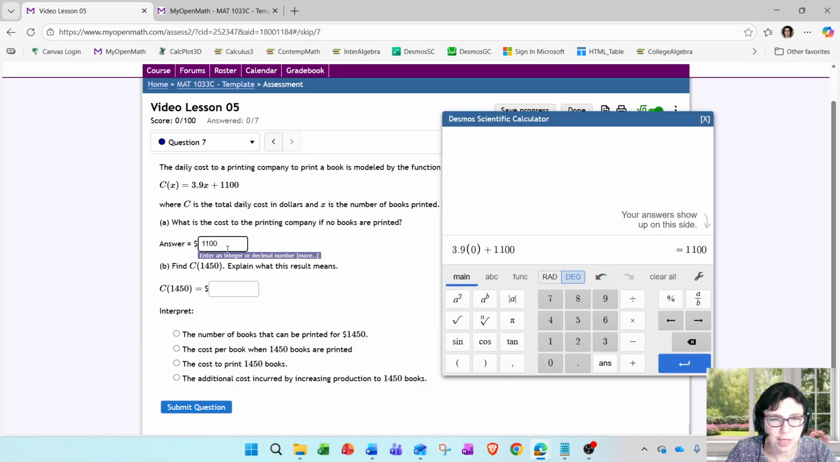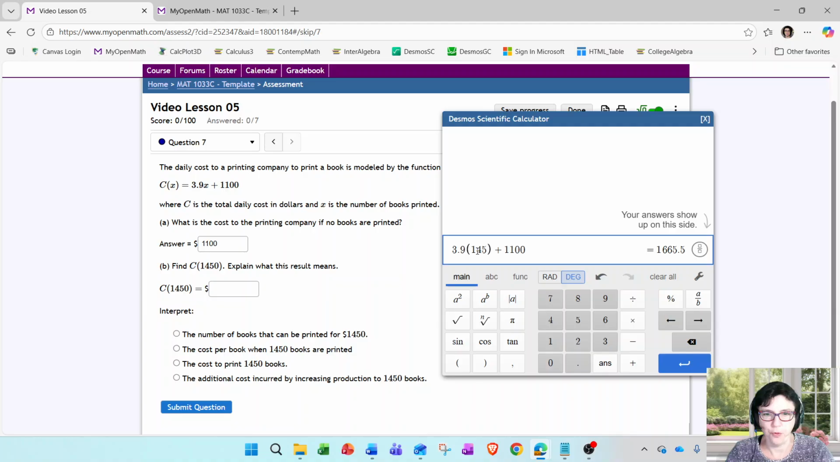The next question says, find C of 1450 and then interpret this result. Okay, so instead of 0, we're now going to be putting 1450 into the blank, and that's going to give us $6,755. How do we interpret that?